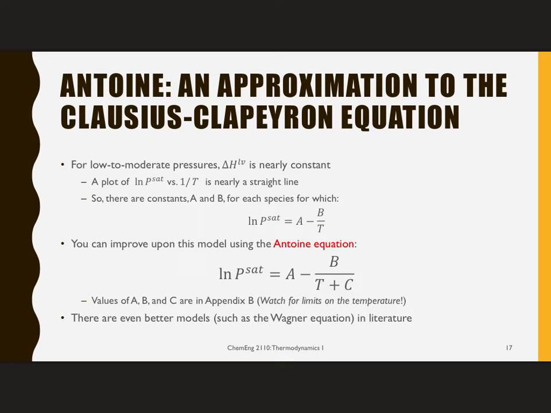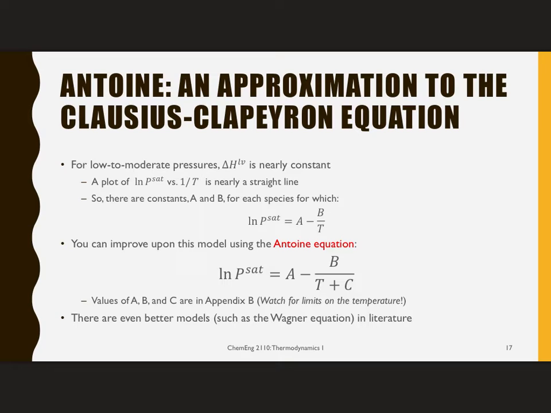But we have a really great empirical approximation to the Clausius-Clapeyron. Empirical means that it's based on fitting data. The idea here is that if you look at graphs of the Clausius-Clapeyron equation, the graph of log of P versus 1 over T is really close to being just a straight line. And so you could say that the log of P is A minus B over T, just putting in a slope and an intercept for that straight line fit.